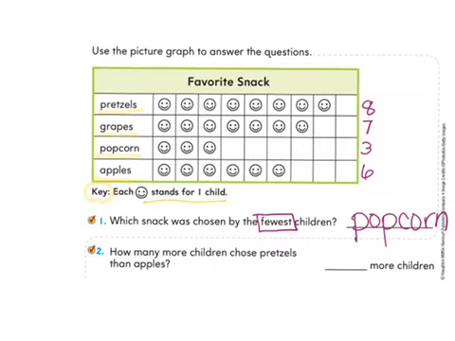Number 2 says, how many more children chose pretzels than apples? Well, we know 8 people voted for pretzels and 6 people voted for apples. And we know if it says how many more, we need to subtract. And 8 minus 6 equals 2. So 2 more children like pretzels than apples.